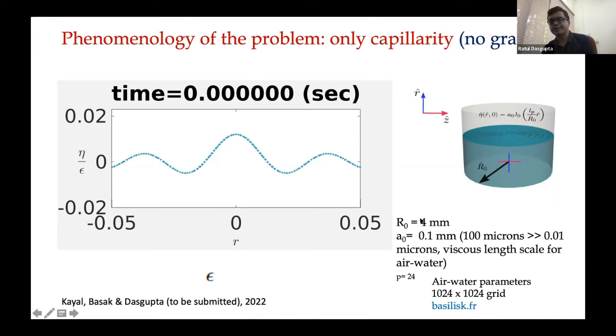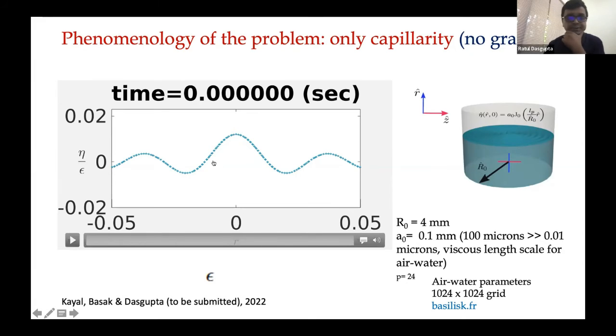This container is a 4 millimeter container. The earlier one was a 4 centimeter container. So we have scaled it down by a factor of 10. And because of this, gravity becomes completely irrelevant as a restoring force. And this is the amplitude of the perturbation, and this is again much greater than the viscous capillary length scale for water, so 0.01 microns, that is. Okay, so now let me just play this movie.